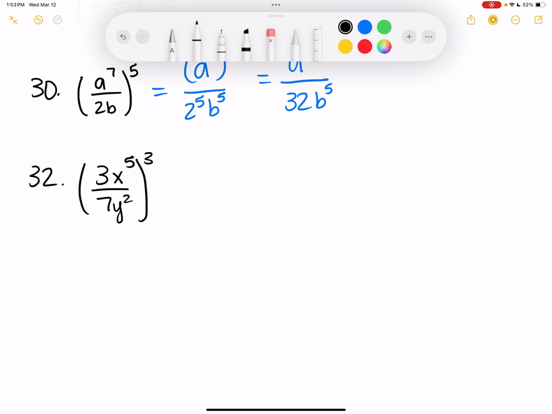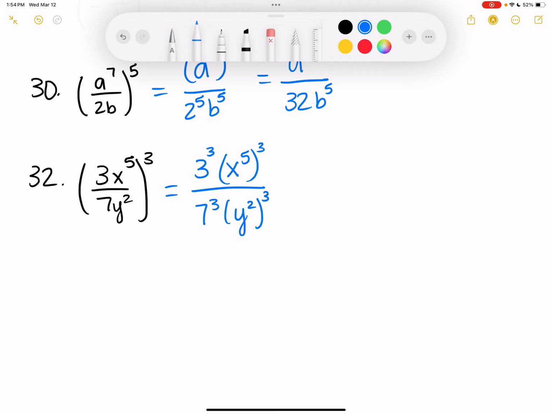The cube goes on every single thing in here. So this would become, again, I'm writing out step by step. You wouldn't have to do it to this level. 3 cubed. Then I would have x to the 5th cubed over 7 cubed. Then y squared cubed. Okay?